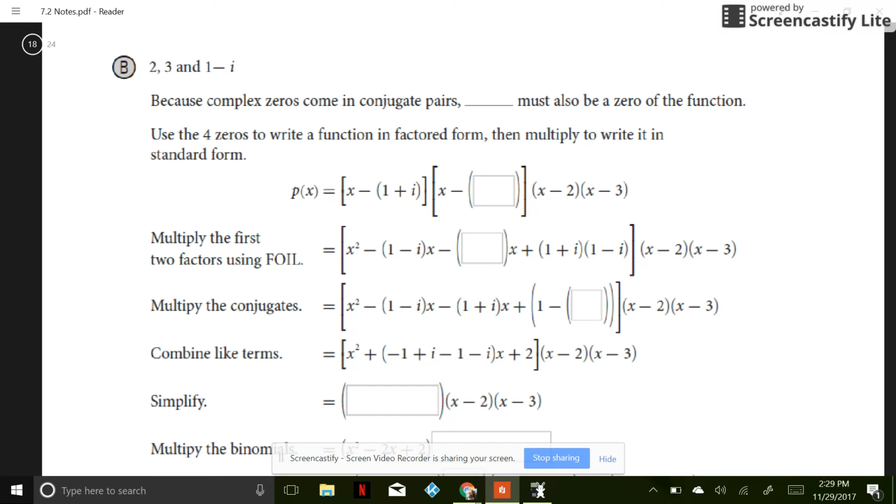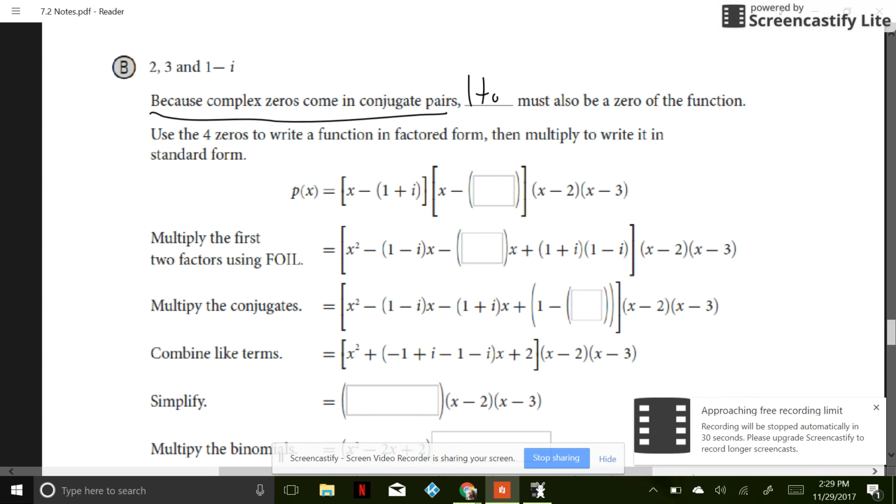So, for example, if we want to write the function that's got solutions of 2, 3, and 1 minus i, because complex zeros come in conjugate pairs, 1 plus i must also be a 0 of the function. So we're going to use this here in the next video to write the standard form of this function.